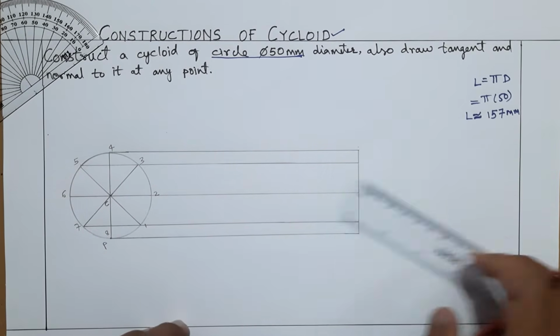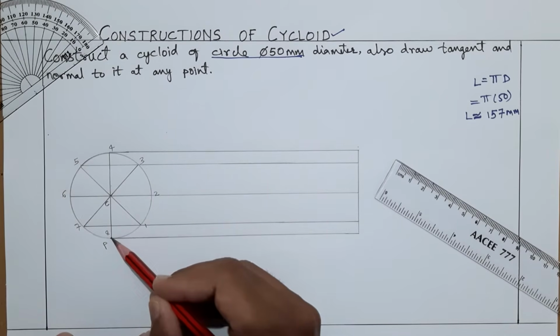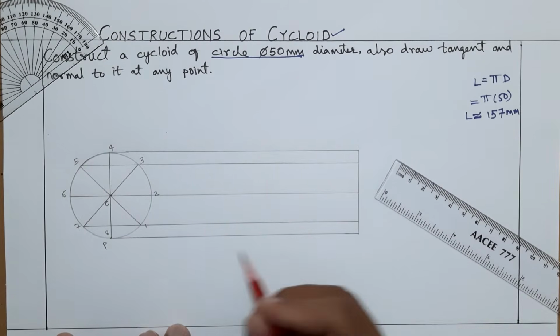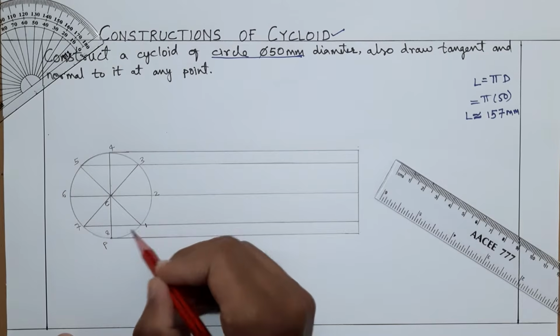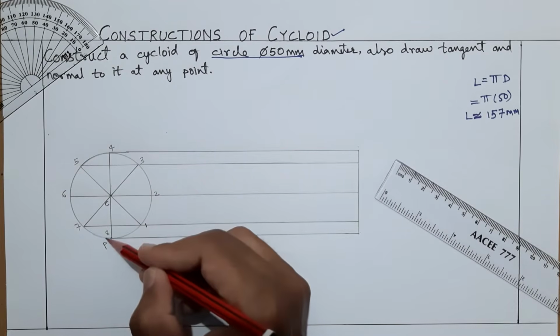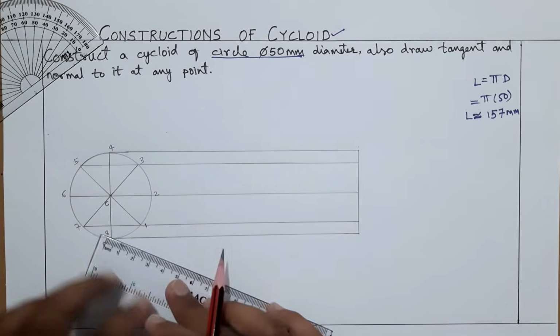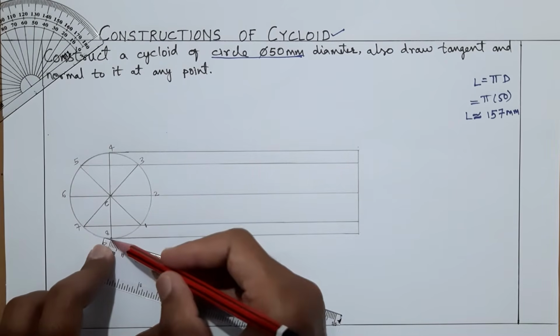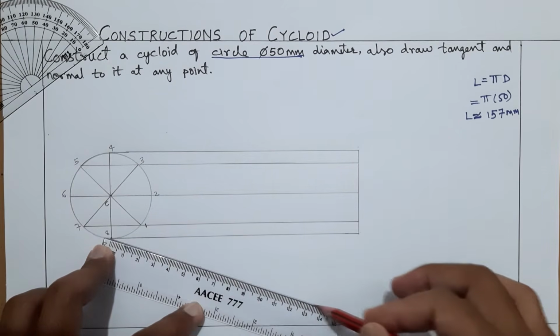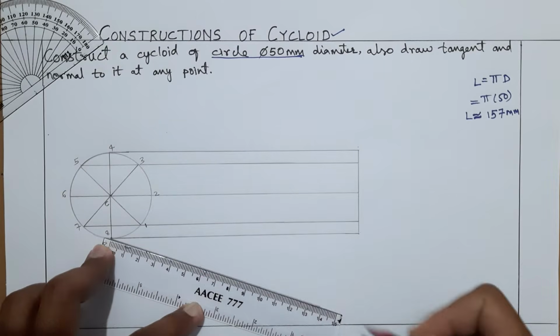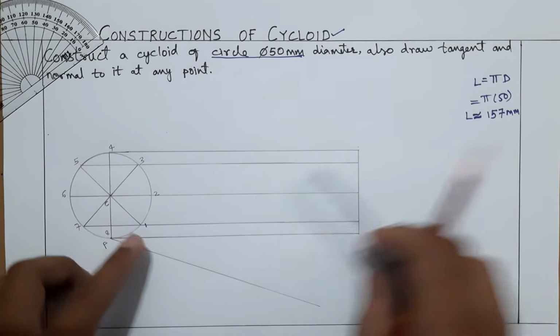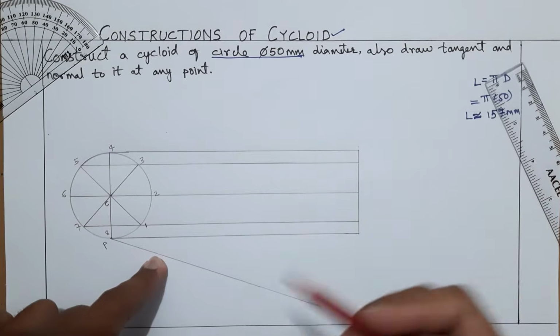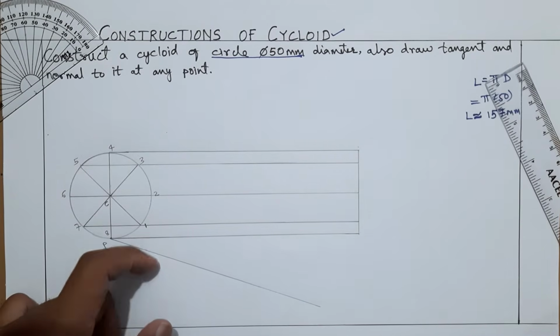Now what you have to do, you have to divide this line from P to the end into 8 equal parts. Why only 8 equal parts? Because you have divided the circle into 8 equal parts, so this line also you have to divide into 8 equal parts. So take an acute angle line like this, any length at less than 90°, preferably between 30 degrees and 45 degrees.